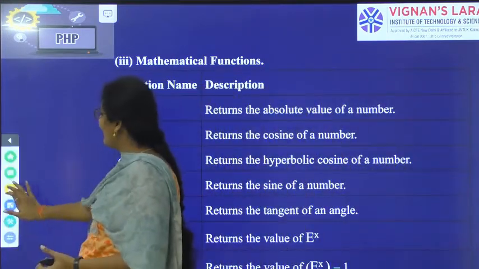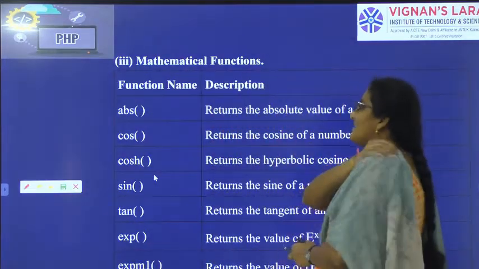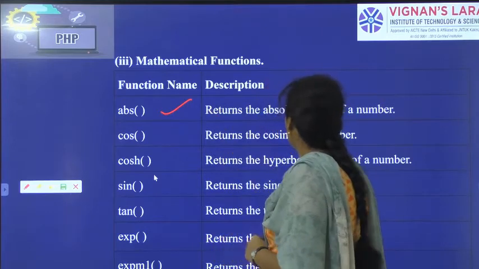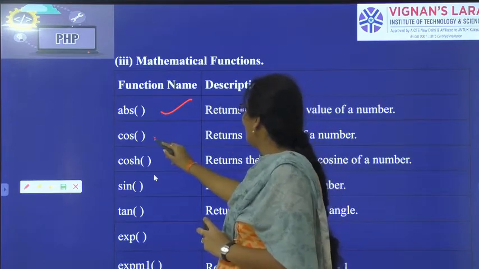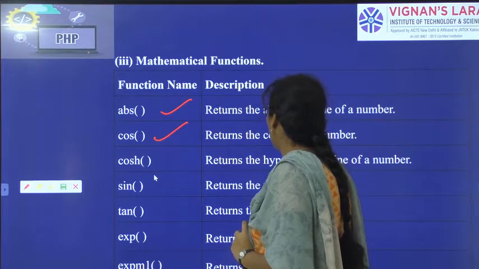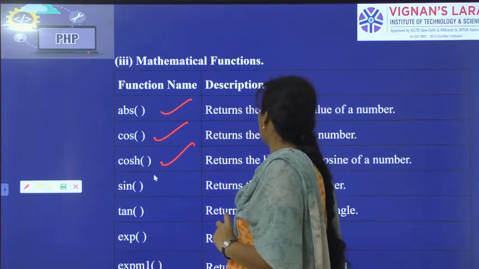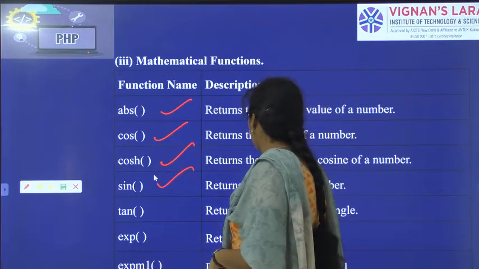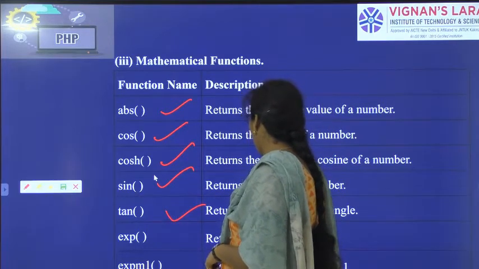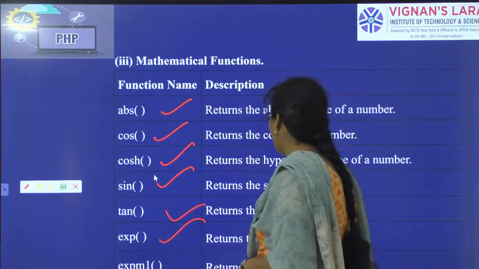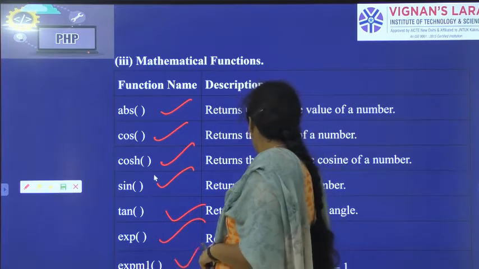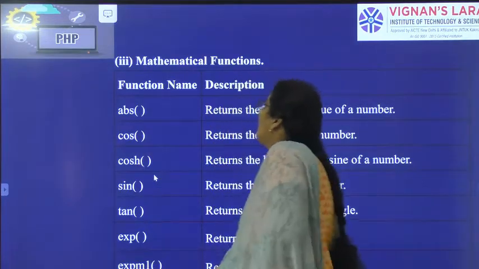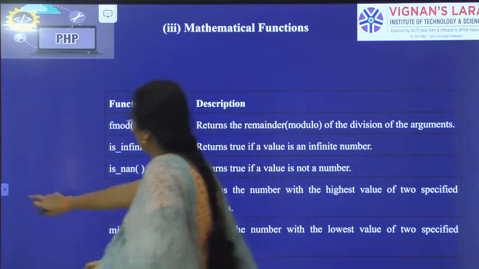So what is the third category in predefined functions? Mathematical functions. The first one is abs, which will return the absolute value of a number. Second one is cos, which will return the cosine value of a number. cosh, which will return the hyperbolic cosine value. sin, which will return the sine value. tan, which will return the tan value. exp, which will return the exponential value. expm1, which will return the e to the power x minus 1 value. So some more mathematical functions.